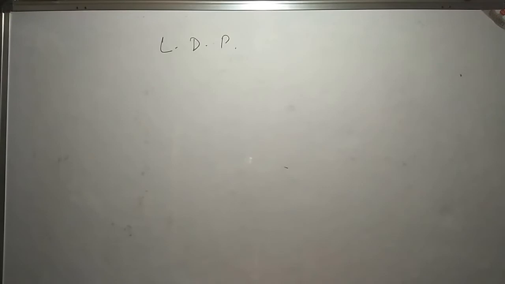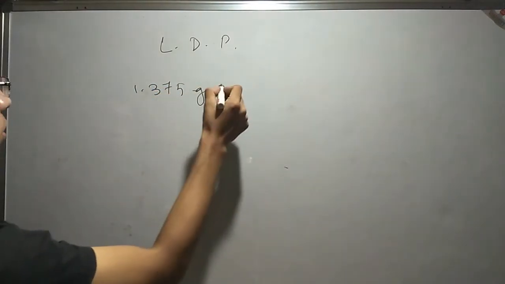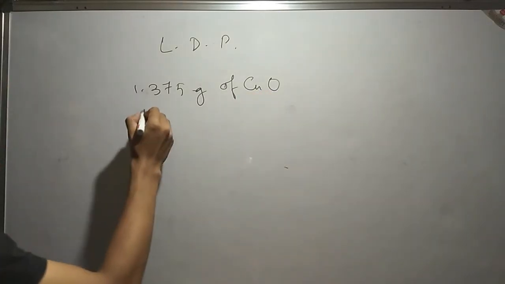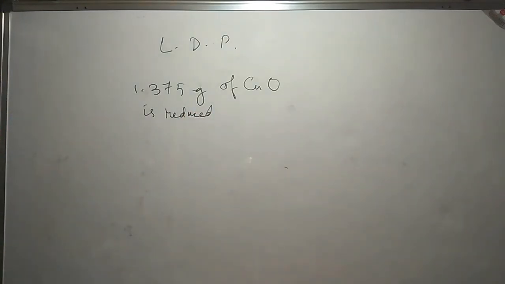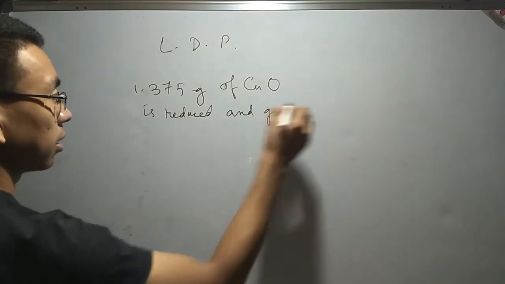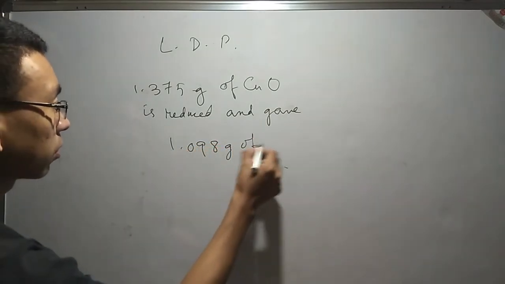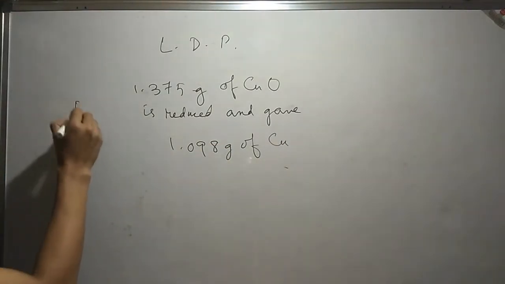Here it states: 1.375 gram of copper oxide, or cupric oxide, is reduced and gave 1.098 gram of copper. This is the first reaction.